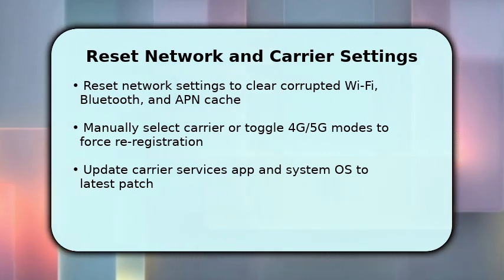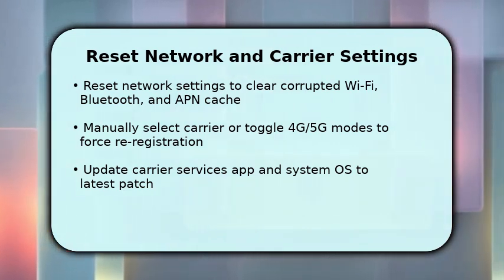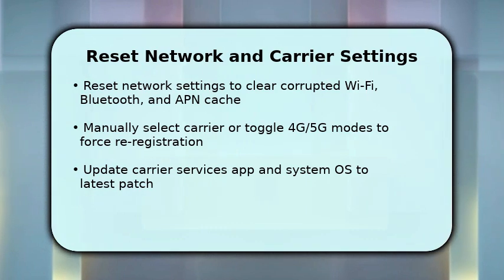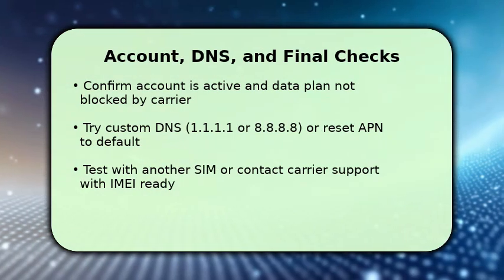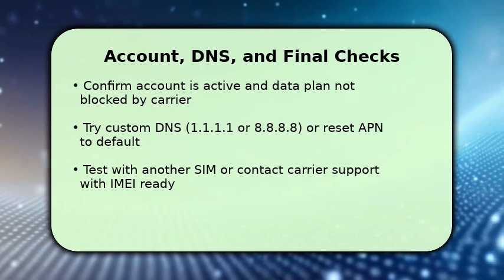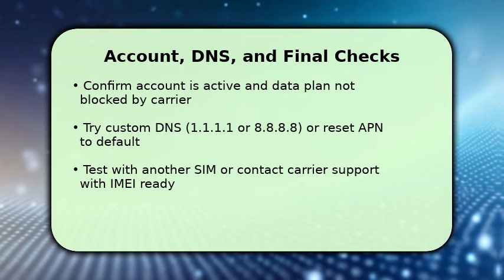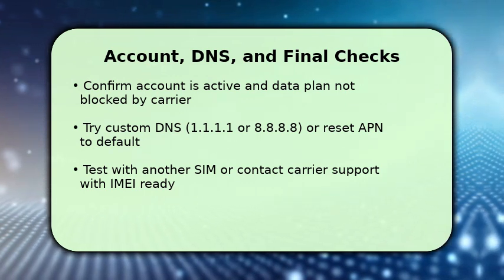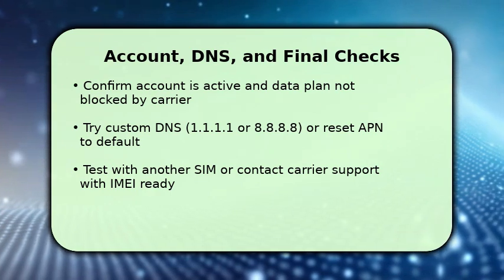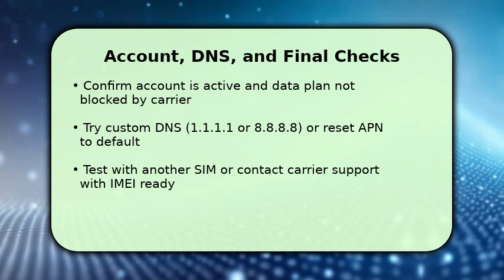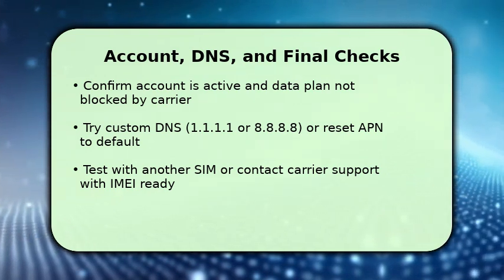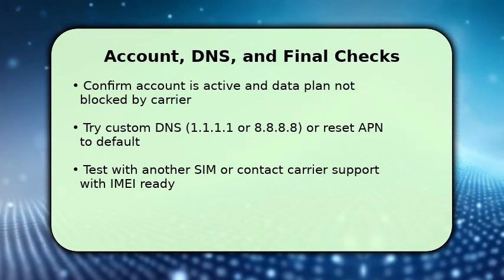Make sure carrier services and the phone OS are updated, because outdated firmware or a carrier app can finish by ruling out account, DNS, or carrier-side blocks so you reach resolution or escalate correctly. You should log into your carrier account or call support to confirm the line and data plan are active and not suspended. If account is fine, try setting DNS to 1.1.1.1 or 8.8.8.8, or reset the APN to defaults to eliminate DNS resolution issues.